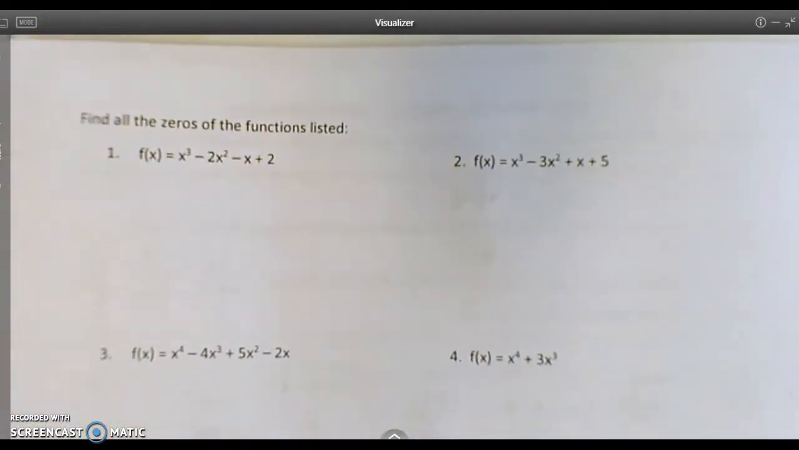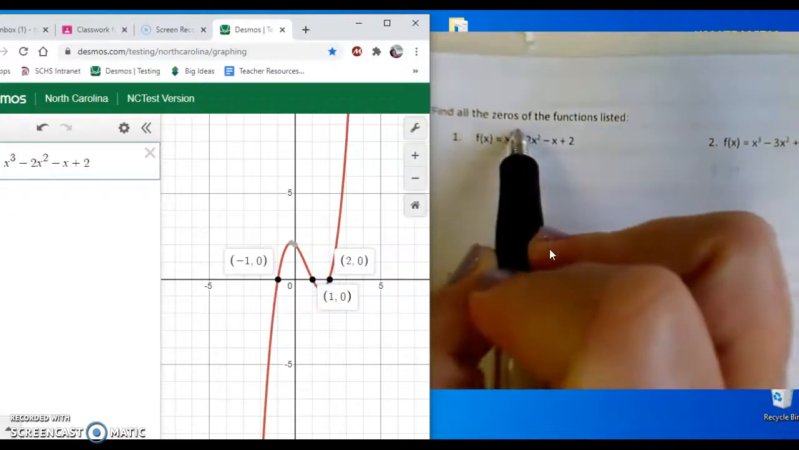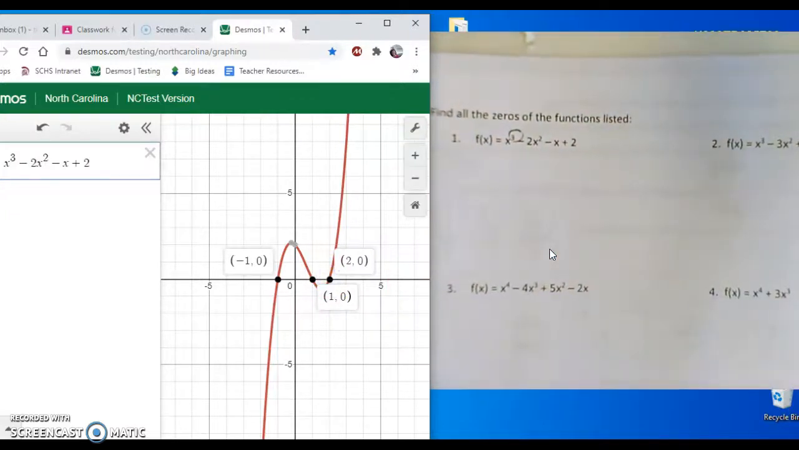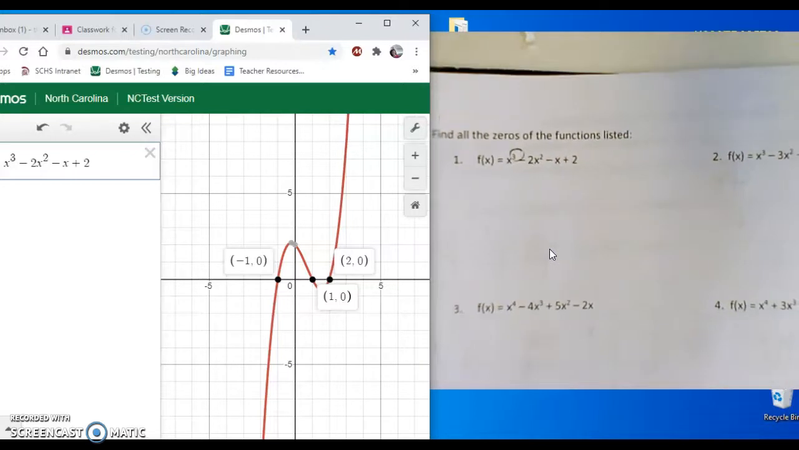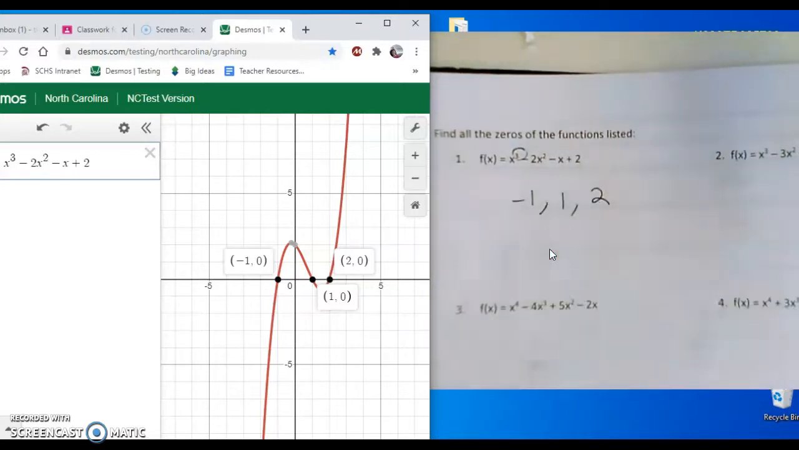Let's graph number 1. Click on the zeros. Notice that the highest power is 3, so I need 3 zeros. The graph gives me 3 zeros, -1, 1, and 2. That means I'm finished on number 1. I don't have to do anything else because the graph gave me how many zeros I needed.